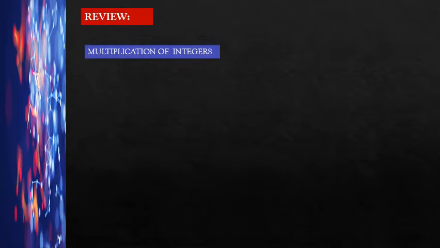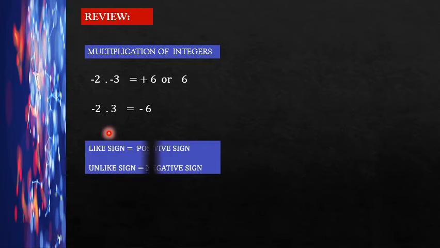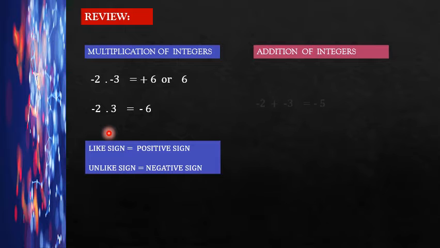Review, we have the multiplication of integers. Negative 2 times negative 3 equals plus 6, or 6. Both signs, or like signs, give a positive. For unlike signs, we have a negative answer. Just multiply. Addition of integers, we have negative 2 plus negative 3 equals negative 5, and 2 plus negative 3 equals negative 1. As you can see, this is like sign, so add, then copy the sign.